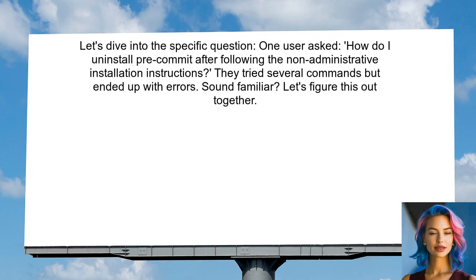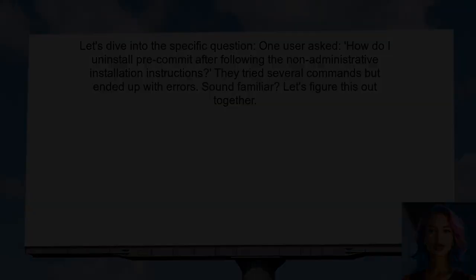Let's dive into the specific question at hand. One user asked, "How do I uninstall pre-commit after following the non-administrative installation instructions?" They tried several commands, but ended up with errors. Sound familiar? Let's figure this out together.